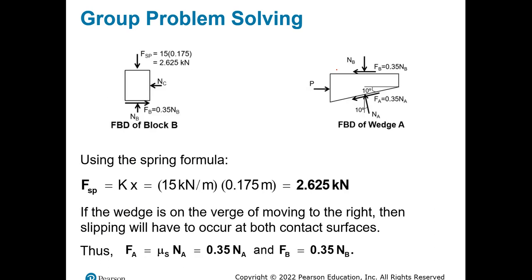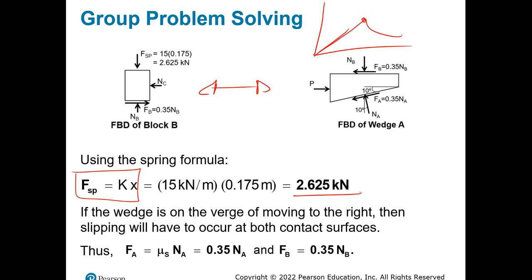and so I can apply the equations. If I calculate the force of the spring, I know that it is K, the constant of the spring, times the displacement, and I will get the value, which is 2.625 kilonewtons. With that I can then apply the free body diagram on both of them, B and A. Remember, they are telling you that you need to calculate the minimum P so the object can start moving.